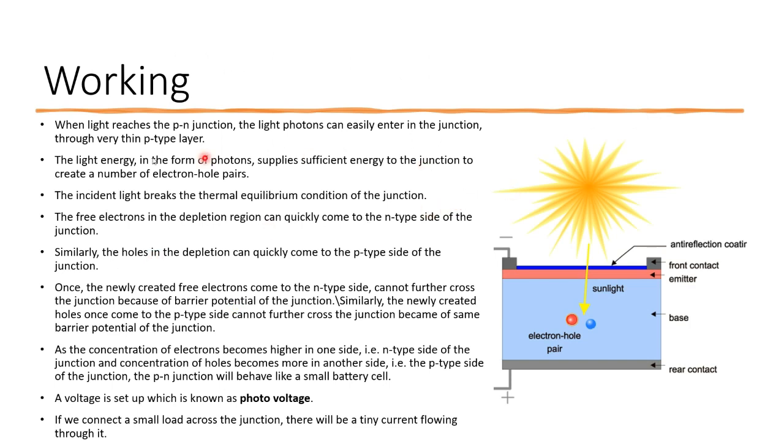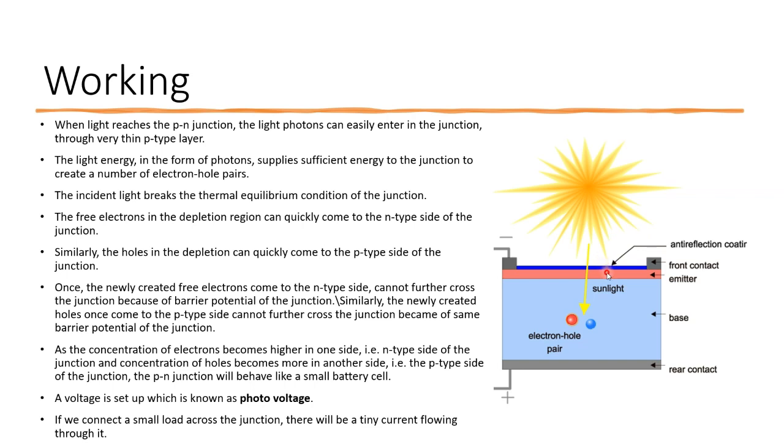The working of a solar cell. So when light reaches the PN junction, the light photons can easily enter the junction through the very thin P-type layer, and when the photon goes inside the diode, it produces an electron-hole pair since it breaks the thermal equilibrium condition of the junction. Free electrons in the depletion region can quickly come to the N side, the bottom one, and the holes in the depletion layer can quickly move towards the P side.